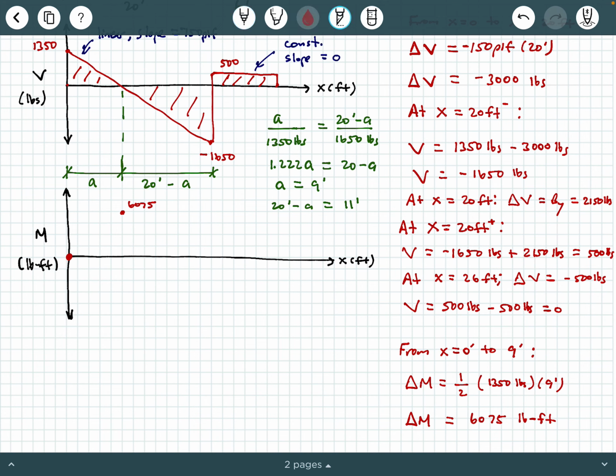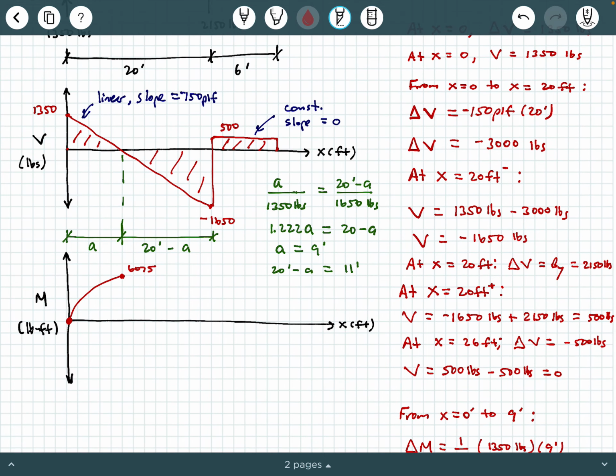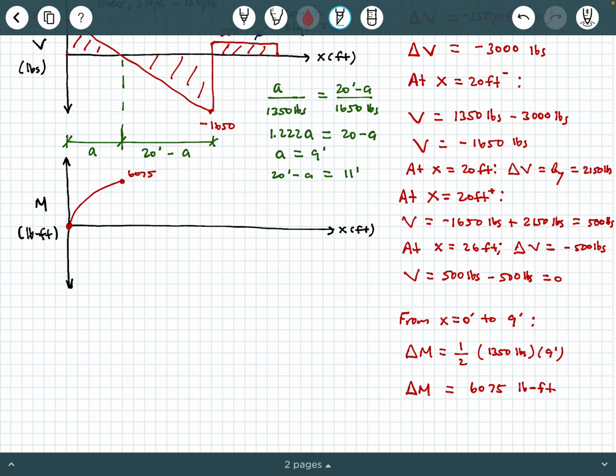Now, how are these 2 points going to be connected? Are they connected by a straight line? No, okay? This is going to be parabolic. Why is that? Well, remember, the moment diagram is generated by taking the integral or the antiderivative of the shear diagram, okay? So what is the antiderivative of a linear function? Well, it would be quadratic, which means its plot is parabolic, all right? And specifically, if you have a linearly decreasing slope here, your parabolic arc is going to be concave down, all right? So there's the 6,075, all right?